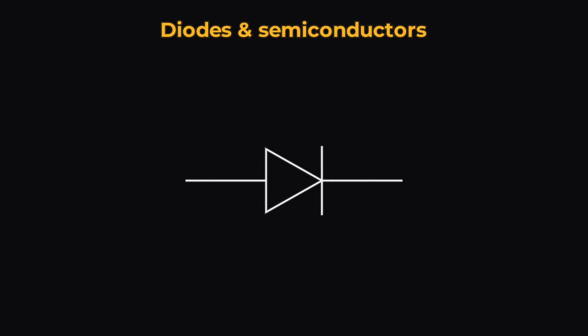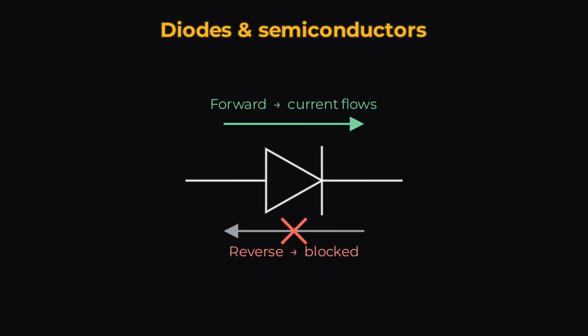A diode is a one-way valve for electric current. It lets current pass easily in one direction. It blocks current in the other direction. That single behavior is the subject of this lesson.